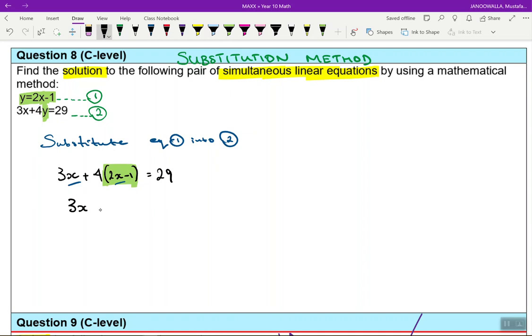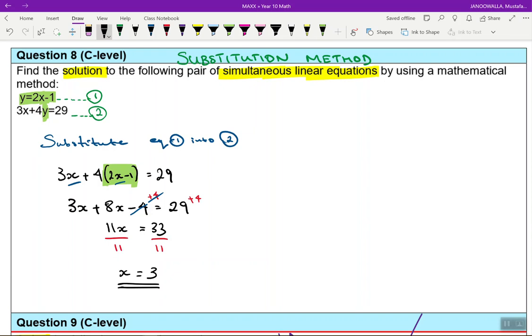We've got 3x plus 4 times 2x is 8x. 4 times negative 1 is minus 4 equals 29. 8x plus 3x is 11x. Then I subtract 4 on both sides. Sorry, add 4 on both sides to get rid of the 4 here. So this 4 can disappear. So 11x equals 29 plus 4, which is 33. Then I can divide 11 on both sides and I get x equals 3. So fantastic, I've solved for x.